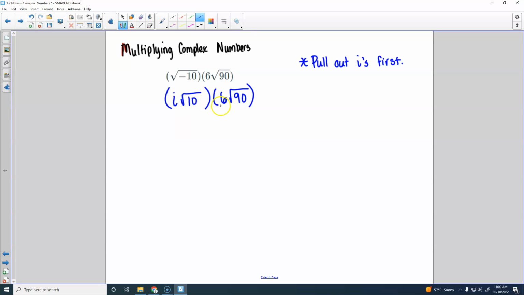Okay. So if I multiply things on the outside, I get 6i. And on the inside, I will get 900. Let's see. 900, we can take the square root of that, right? What's the square root of 900? 30. 30 times 30 would give you 900. So we get 6i times 30. And 30 times 6 will give us 180. So 180.